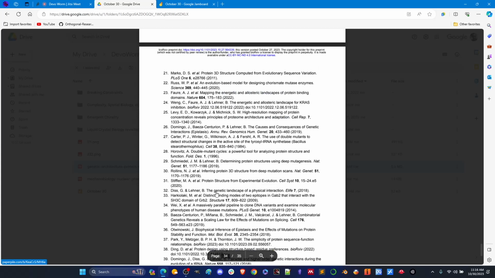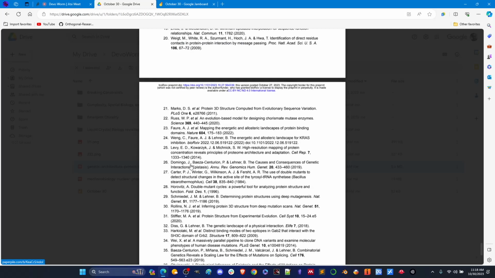This paper here is the genetic landscape of a physical interaction. This is from eLife in 2018. That's probably interesting if you're interested in some of what they're doing here. And finally, we have the citation here, which is a review on causes and consequences of genetic interactions, or epistasis. This is the Annual Review of Genomics and Human Genetics, and this is from 2019. So this is a nice reference on epistasis.